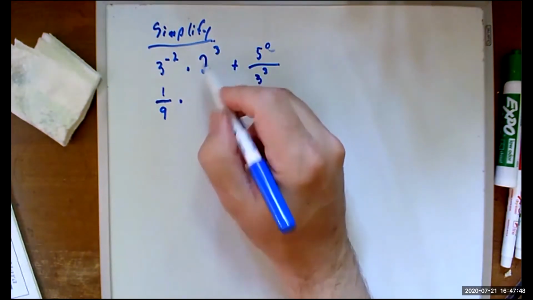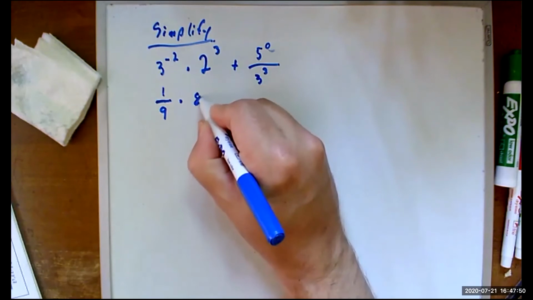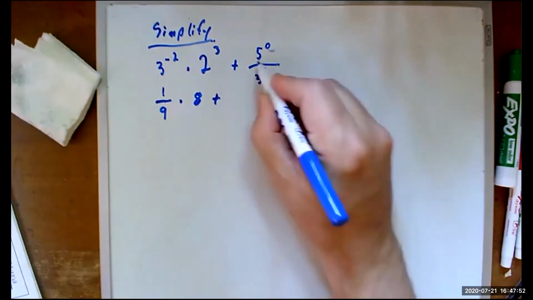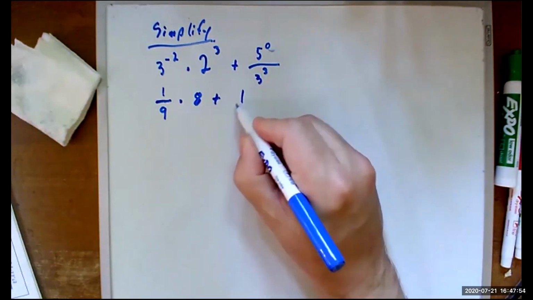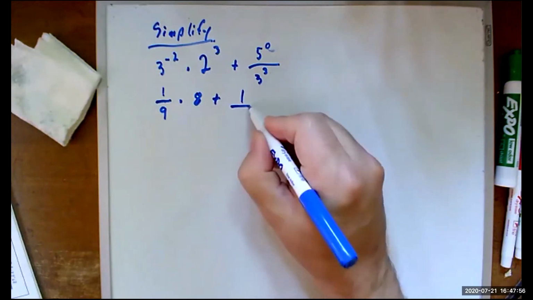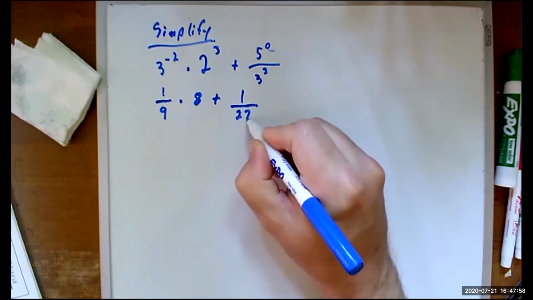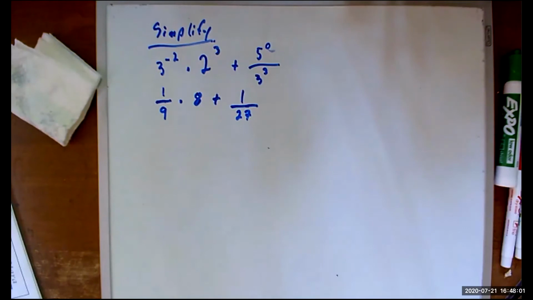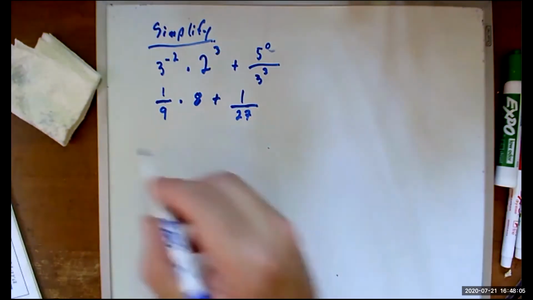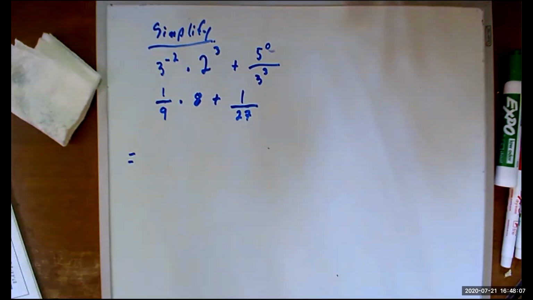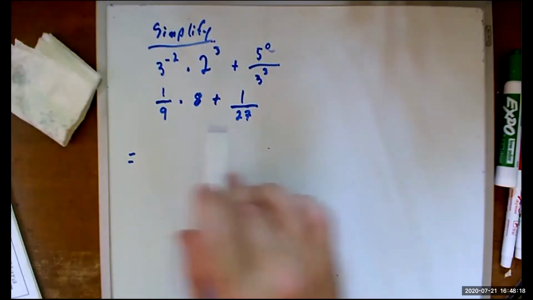It's negative, so I know I'm going to be 1 over, and then 3 squared is 3 times 3, or simply 9. 2 to the power of 3 is 2 times 2 times 2, which is 8. 5 to the power of 0 is 1, and then 3 to the power of 3 is 27. From there, we can simply follow all of the things we're supposed to do.